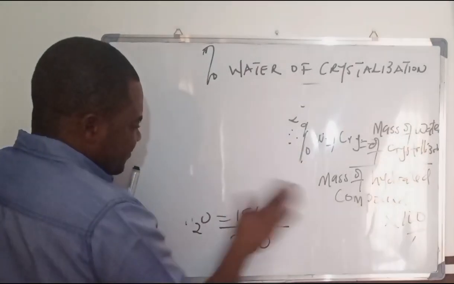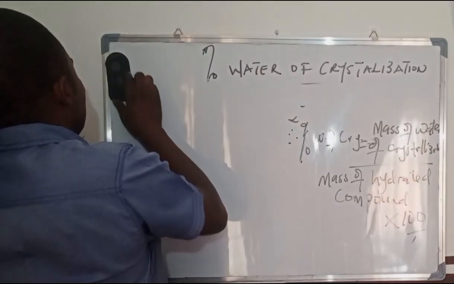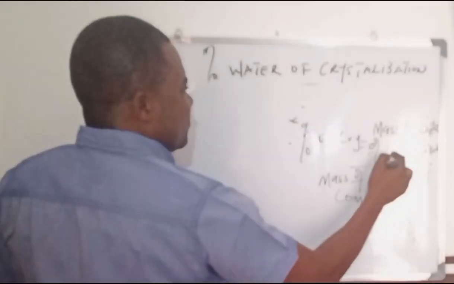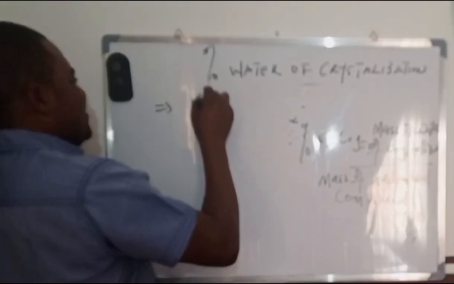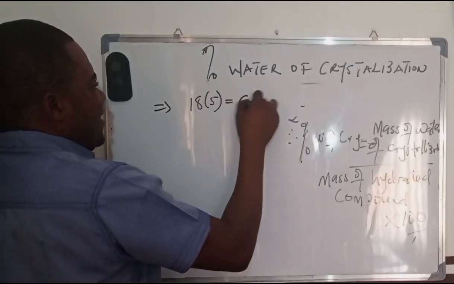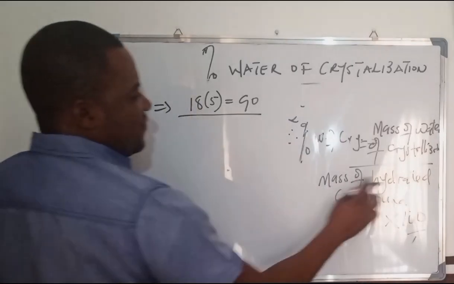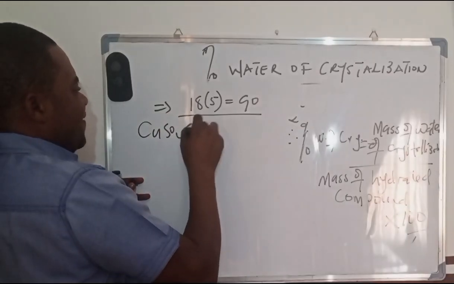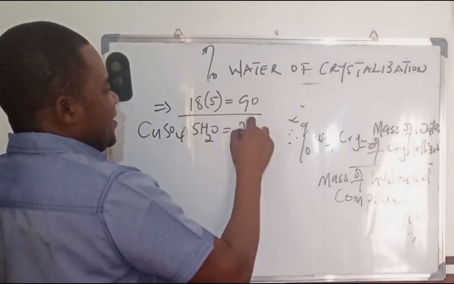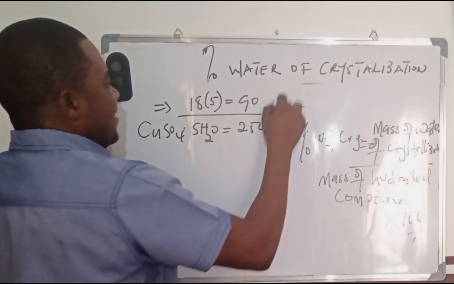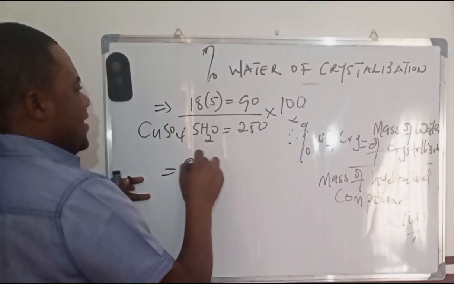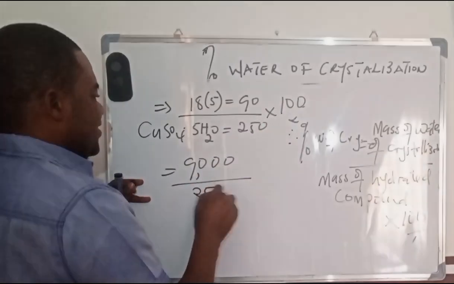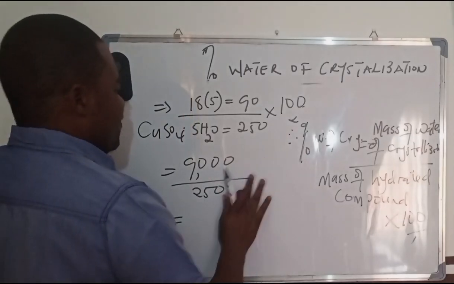So what we will have is the mass of water of crystallization, your 18 times 5, and that will give us 90, all over the mass of hydrated compound, that is your copper sulfate 5H2O, which is 250. If we multiply this by 100, we're going to have 9,000, because 90 times 100 is 9,000, all over 250.